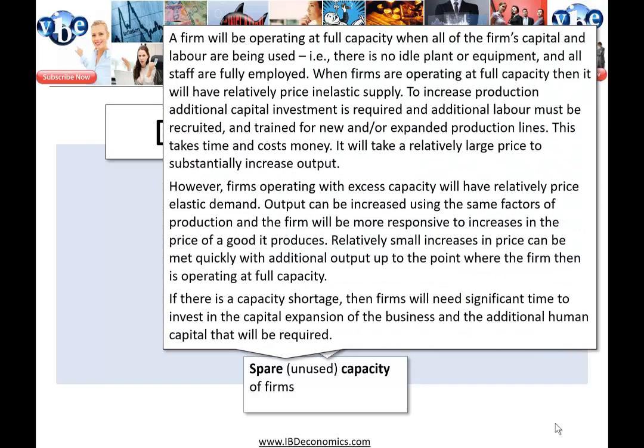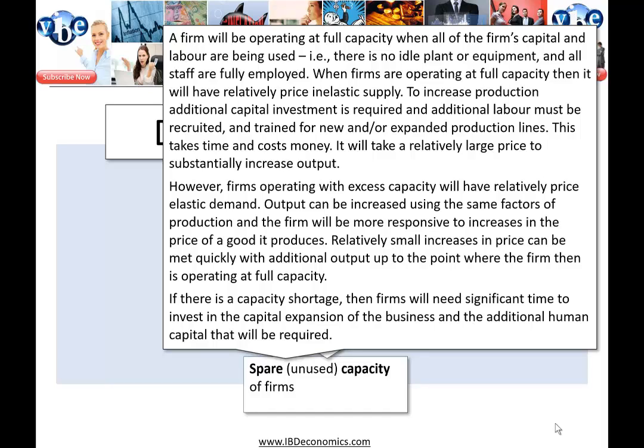A firm will be operating at full capacity when all of its capital and labour are being used. So there's no idle plant, there's no idle equipment, and all staff are fully employed. When firms are operating at full capacity, they will have relatively price inelastic supply. To increase production, additional capital investment will be required and additional labour must be recruited and trained for the expanded production lines. This takes time and costs the firm money. It will take a relatively large price increase to substantially increase output.